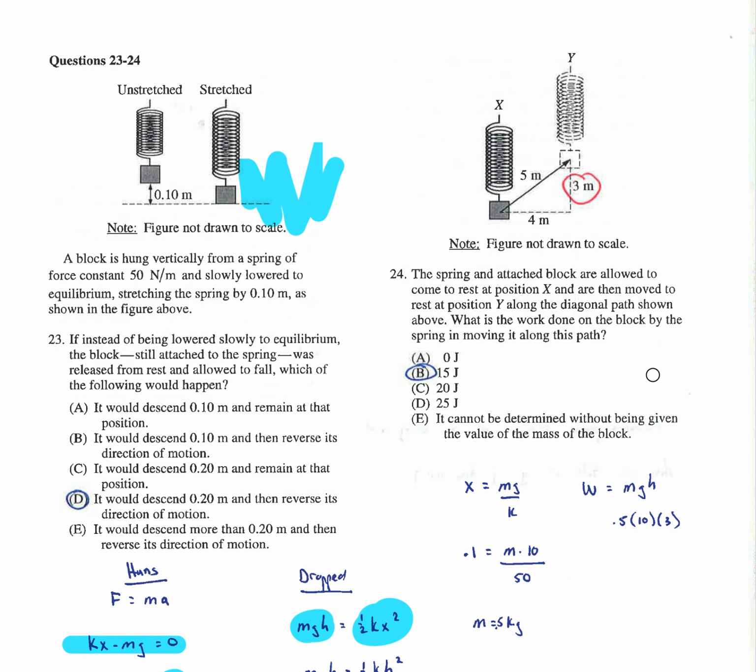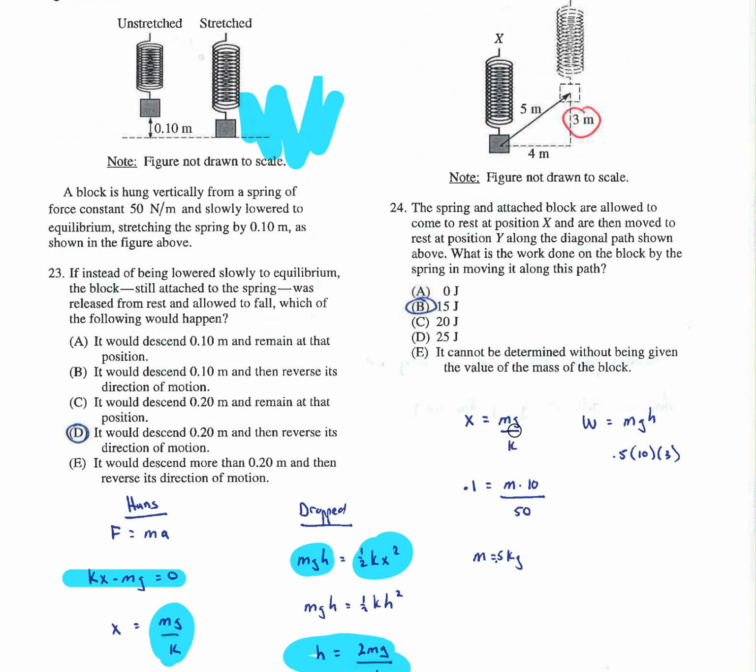All right, this has 2 things here. The first part does tell you that this is hanging. So remember, that's the hanging part, and that hanging part gives you enough information to figure out that the mass is 0.5 kilograms. Once you know the mass is 0.5 kilograms, then you can figure out the work done by the block moving along that path, because the work done is just the change in potential energy. So you have to use this piece here to find the mass, and then once you know the mass, you can find the work done.